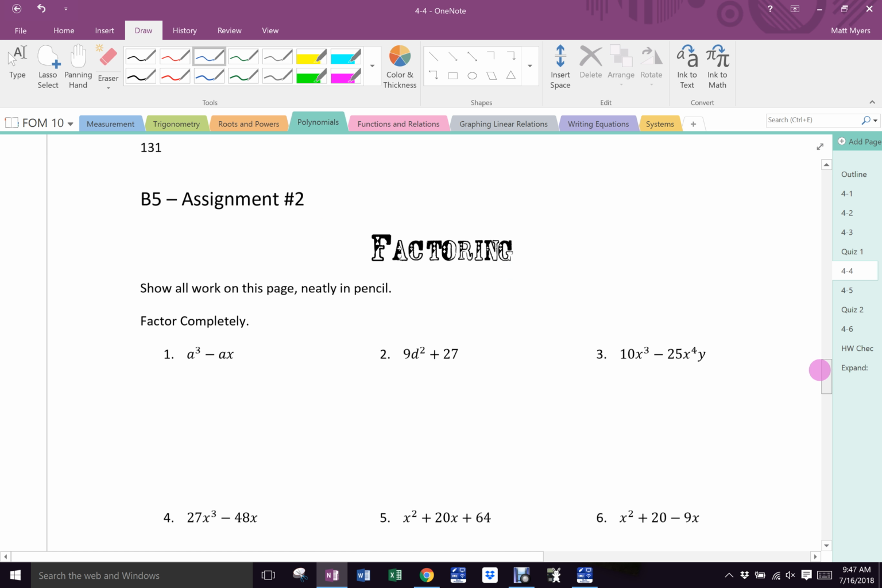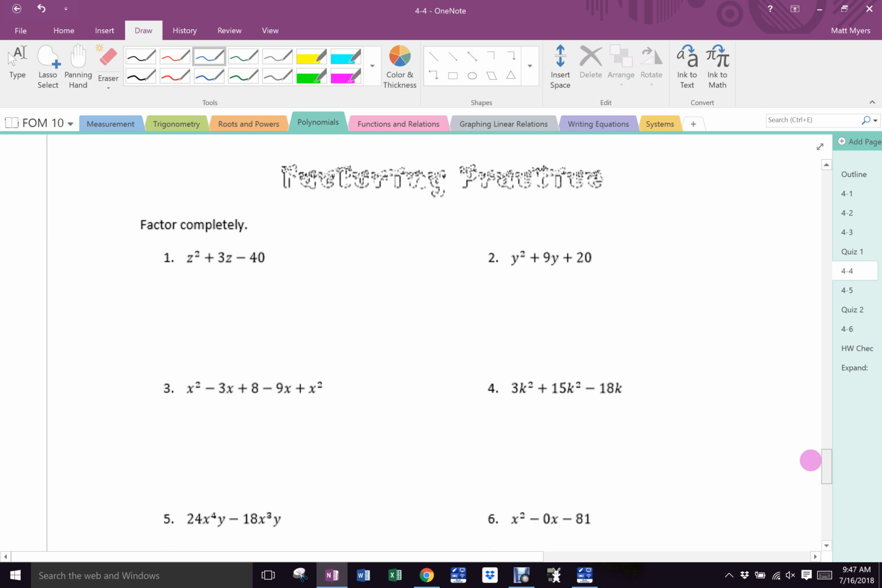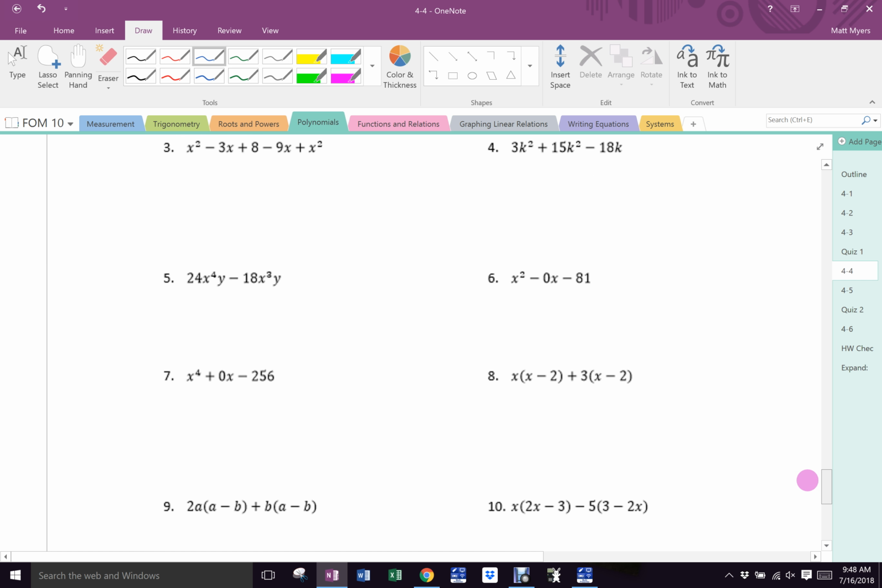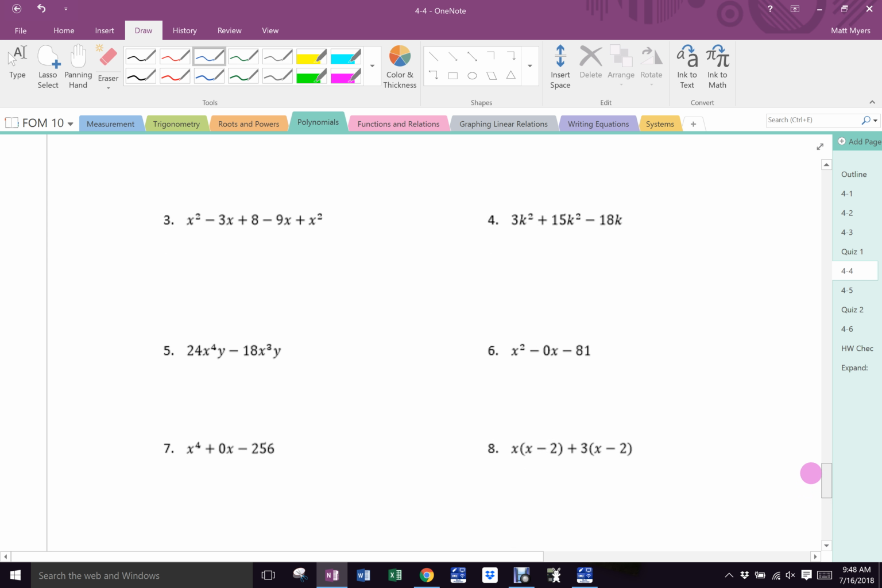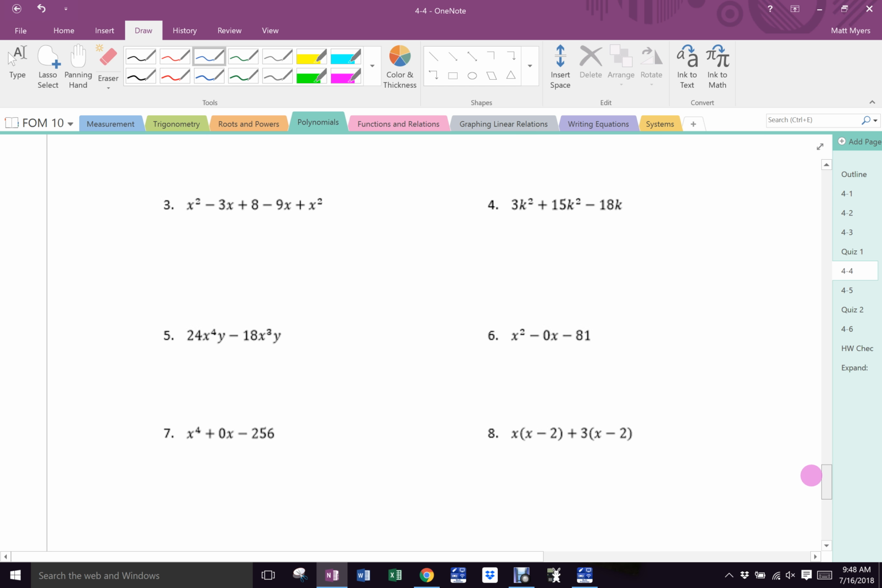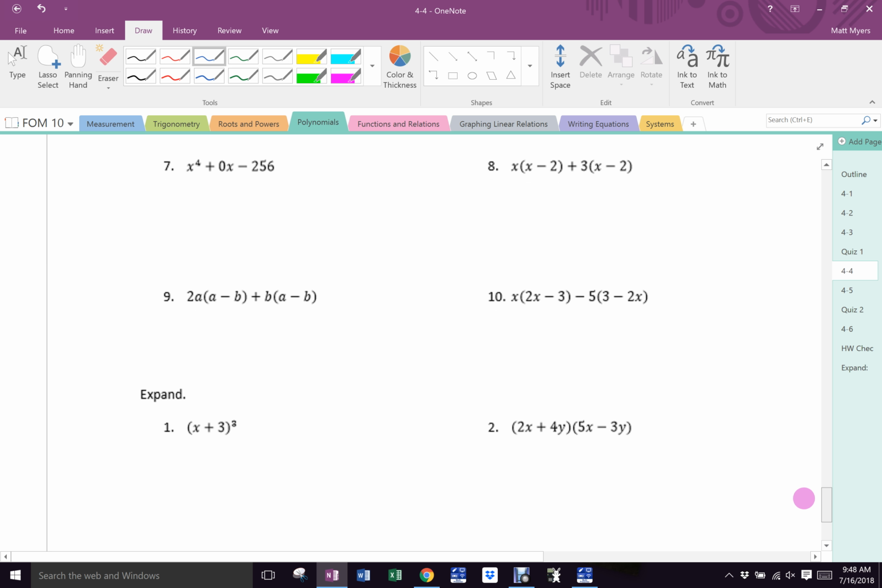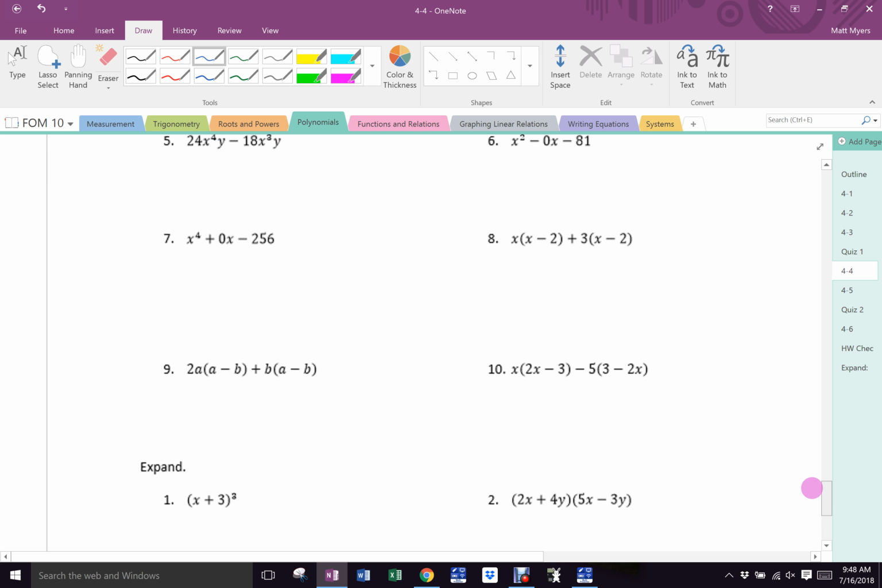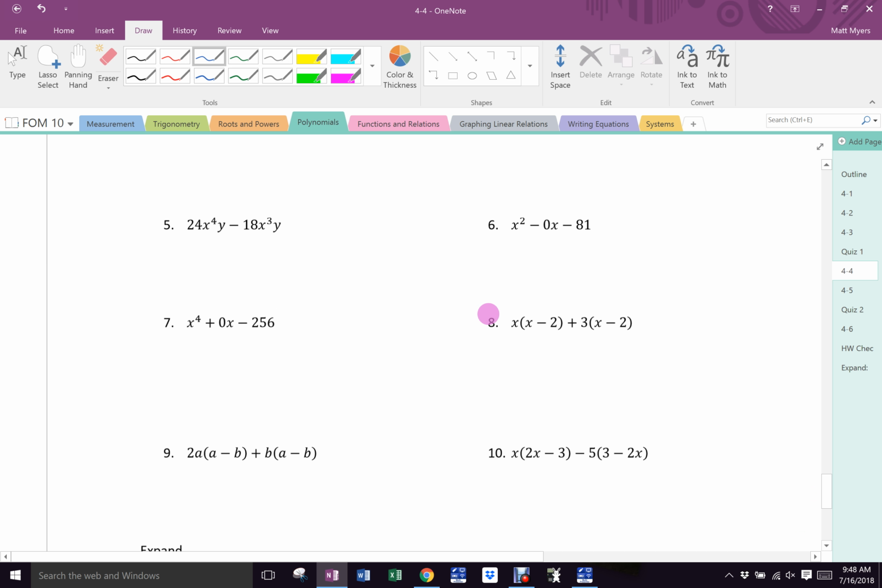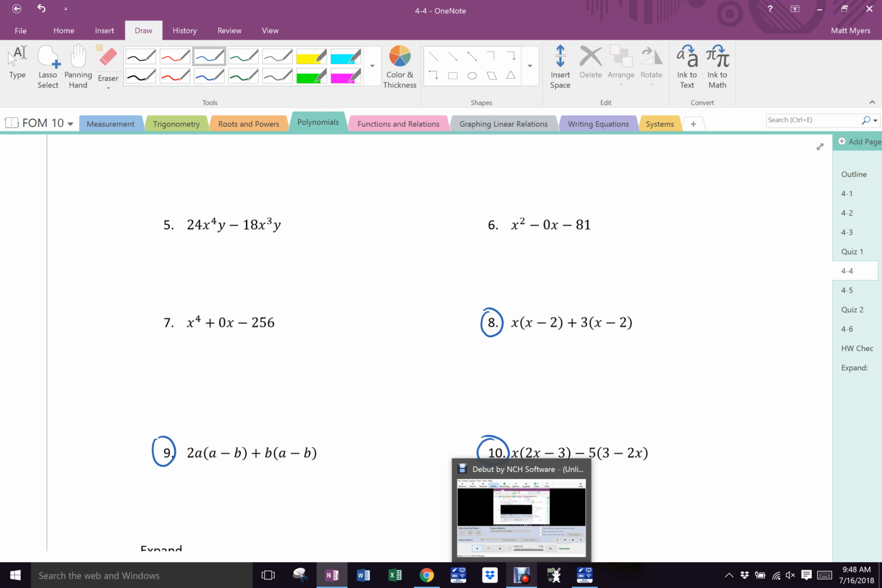Excellent. Page 131 and 132, up to, but not yet including 8, 9, and 10. Do everything on 131 and 132 except 8, 9, and 10. Okay? Go.